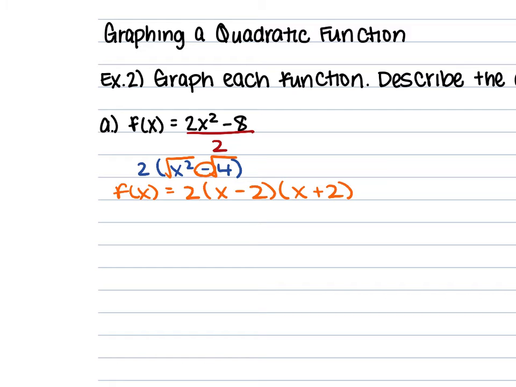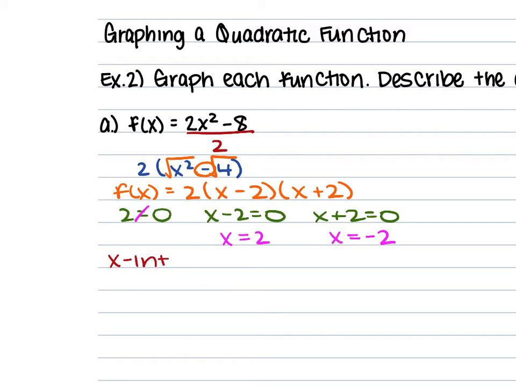Now you are at the same exact part that you were in the examples before this. So set each part equal to 0 and solve for the variable. The 2 is equal to x. Doesn't matter. Cross it out. You're going to get that x is equal to 2 and x is equal to negative 2 when you move those 2's over and get x by themselves. This gives you x-intercepts of negative 2, 0 and positive 2, 0.